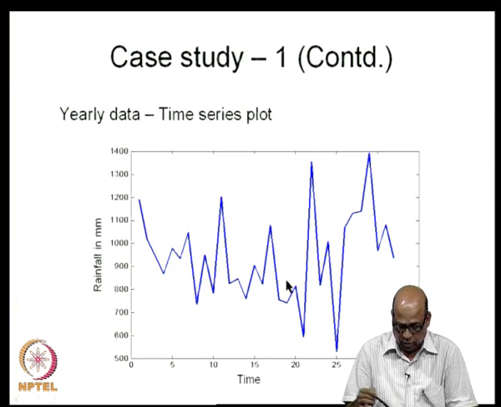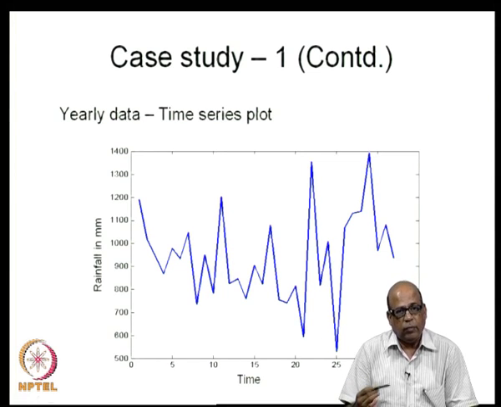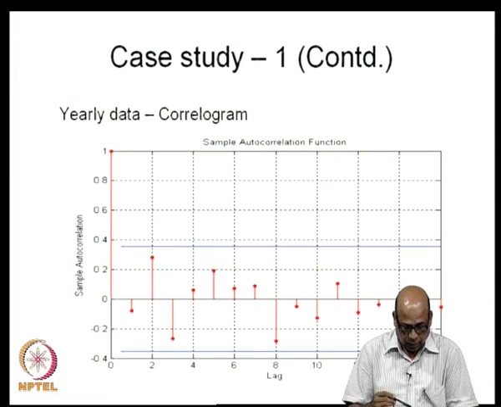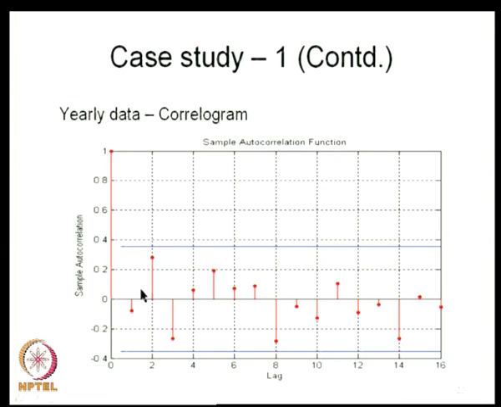So, the time series for the last about 32 years or something we have taken here, and this is how it varies. Let us see what happens to the correlogram of the annual data. Now, the significance bands are here.